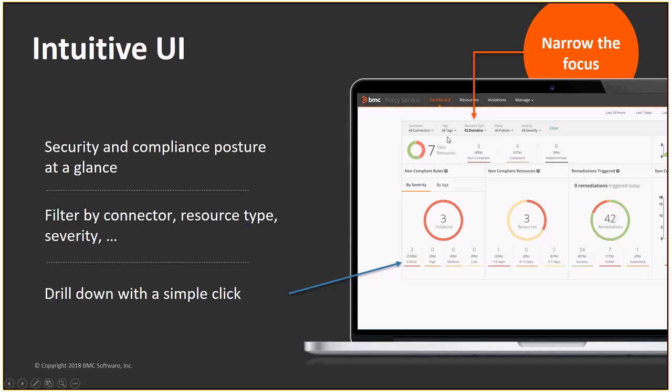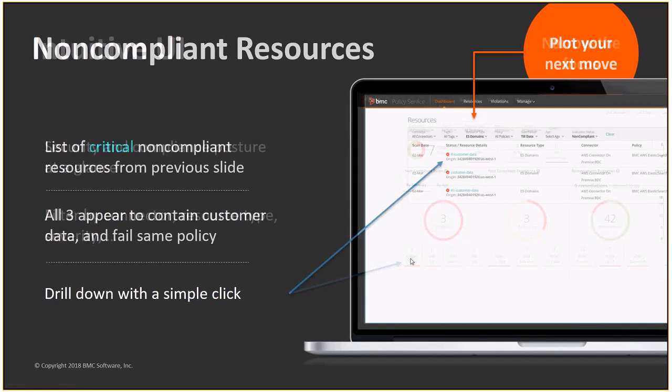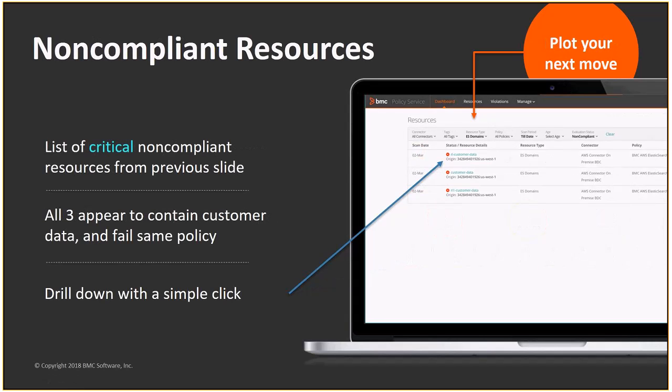We're humans after all. So 7 total resources, 3 of which are non-compliant. And of these 3 non-compliant resources, we see 3 violations, all 3 of which are critical. Okay, so we will want to click in at the lower left here to understand more detail around these failures. And by clicking on the critical severity compliance failures on the previous slide, we come to the resources screen.